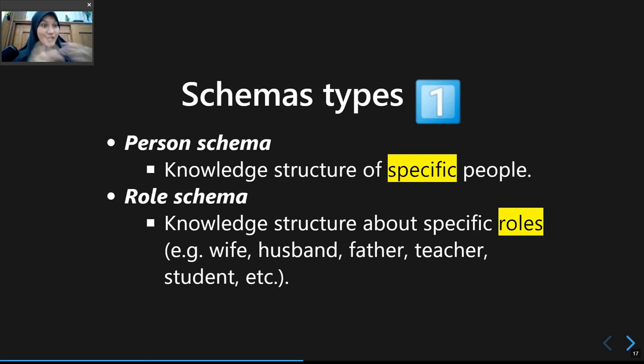It gives you information on how you should interact, how you should behave, how you should respond to my behavior, for example. Inside those person schemas, besides this, there are also many, many other types of social schema. The next one would be role schema.